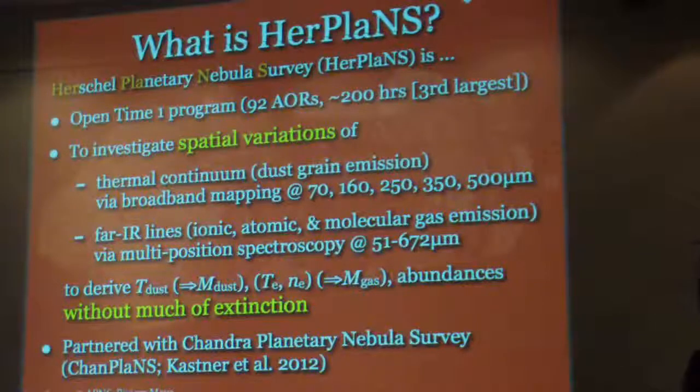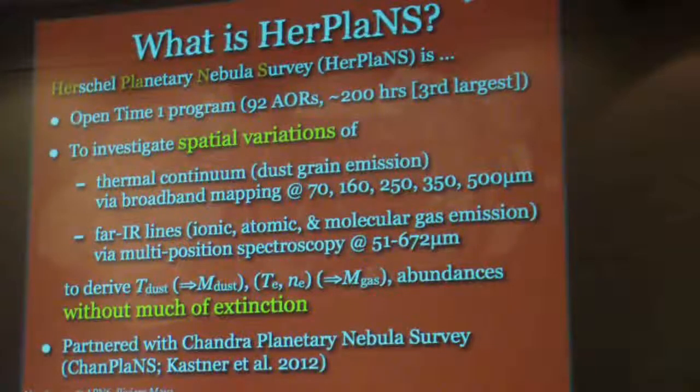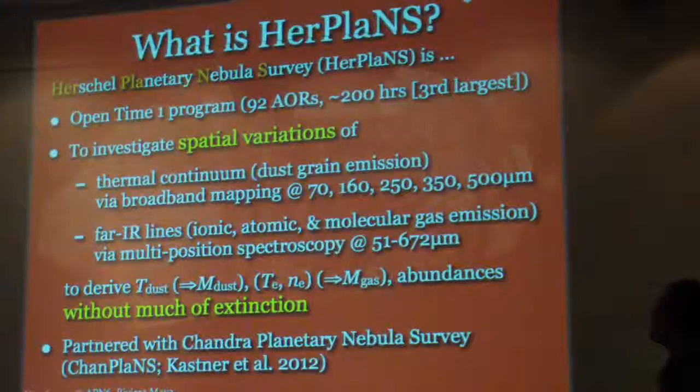One of the things that we want to do is, from the dust properties, we get the mass of the dust, again spatially resolved, and from the properties of the gas we get the mass of the gas, again spatially resolved. Then we combine the two, and we can get, for example, the gas to dust mass ratio in a spatially resolved manner. And that's something that has not been done before. So that was one of the things that we wanted to do.